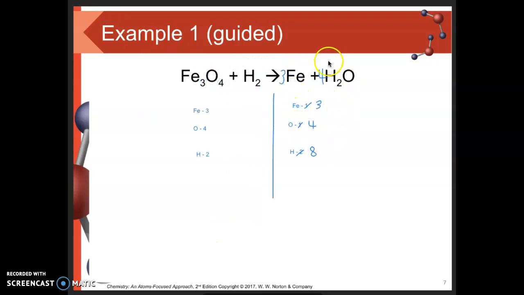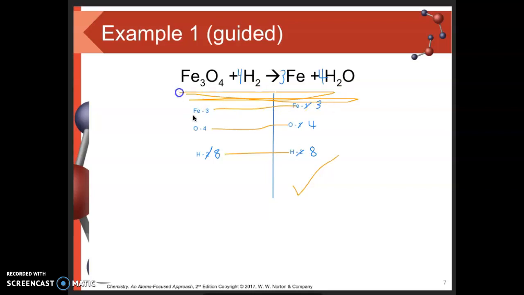All we need to do is put a coefficient of 4 in front of the hydrogen. That'll make 4 times 2 for 8 total hydrogens on the reactant side. And so I can look now and see that I've got even irons, even oxygens, even hydrogens, even all the way around. We've got ourselves a balanced chemical equation as is written right there.